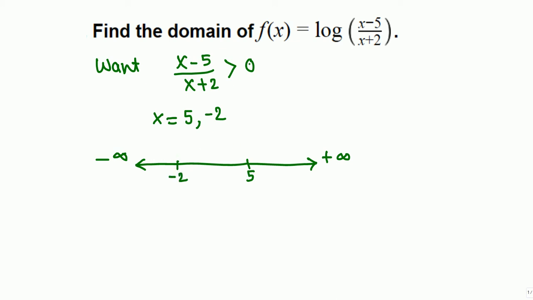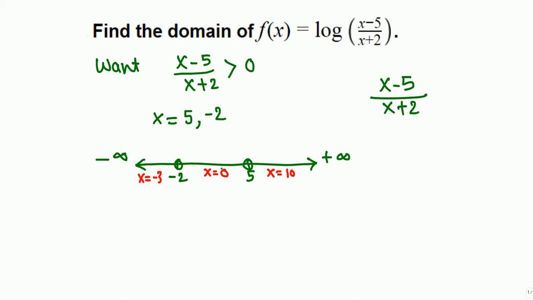It's strictly bigger than 0, so we have open circles. Later we'll write parentheses. And we pick a representative from each interval. For negative infinity through -2, let's pick the test point -3. Pick anything in between, 0, and for 5 through infinity, any number such as 10, and we plug these numbers into this function, (x - 5)/(x + 2).